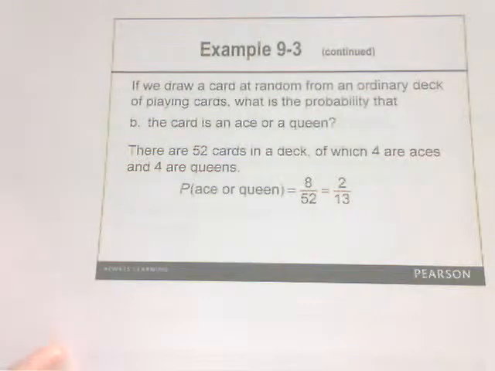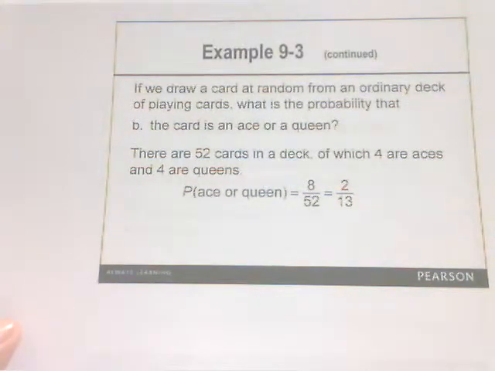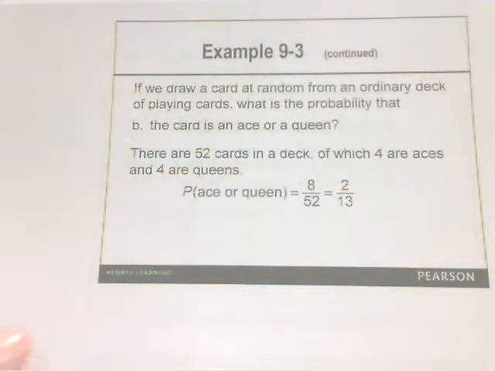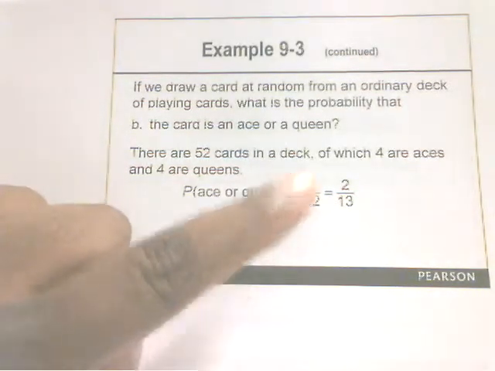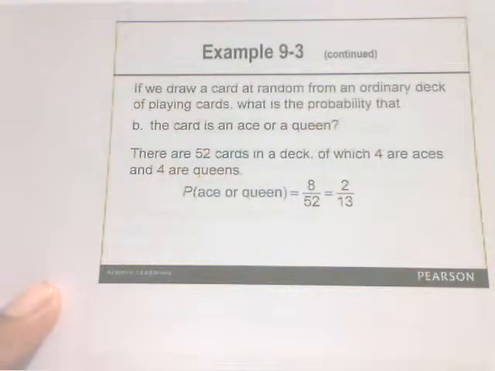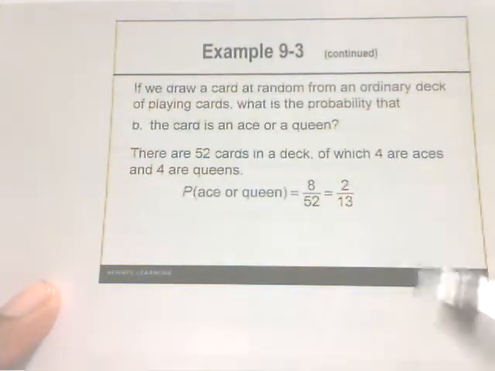Okay, part B, what is the probability that the card is an ace or a queen? Okay, so in the deck of 52 cards, 4 of them are aces, 4 are queens. If we add those two, you get 8. So the probability of an ace or a queen would be 8 over 52. 8 over 52 can be reduced by dividing the numerator and the denominator by 4 to get 2 over 13. So the probability of drawing an ace or a queen would be 2 over 13.